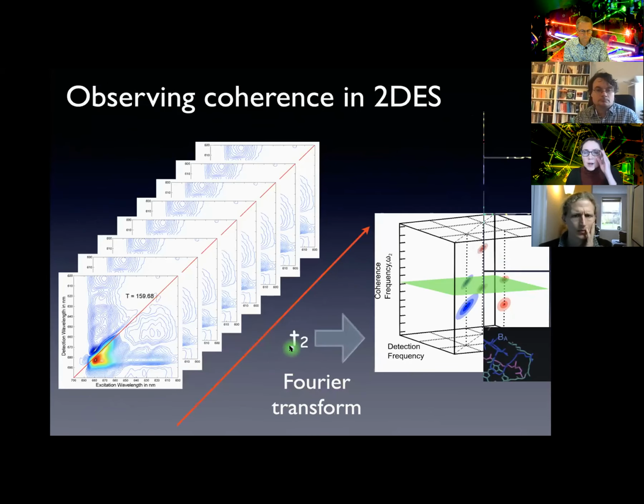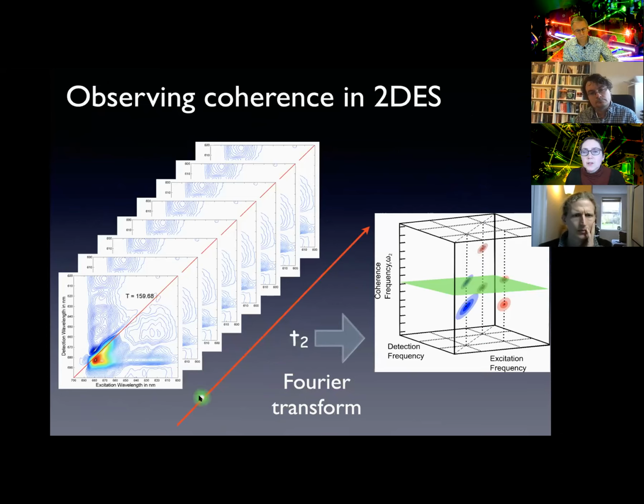Okay, so one of the things that we've learned in our evolution of understanding of coherence as observed by 2D spectroscopy is that it's very useful to do an additional Fourier transformation along the waiting time and get basically a 3D frequency cube of data, and then take a slice at a particular coherence frequency, omega-2, to study the distribution in 2 dimensions in order to gain insight into the physical origin of the coherence.